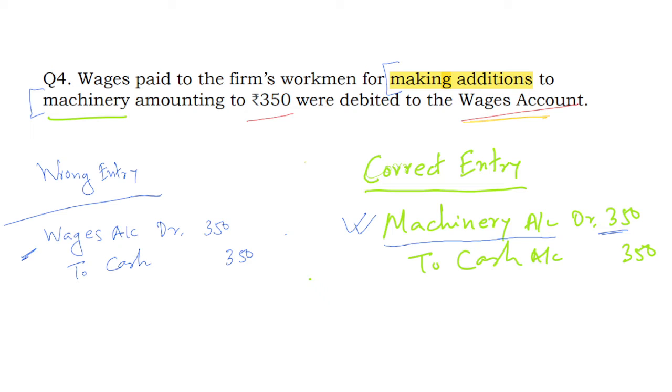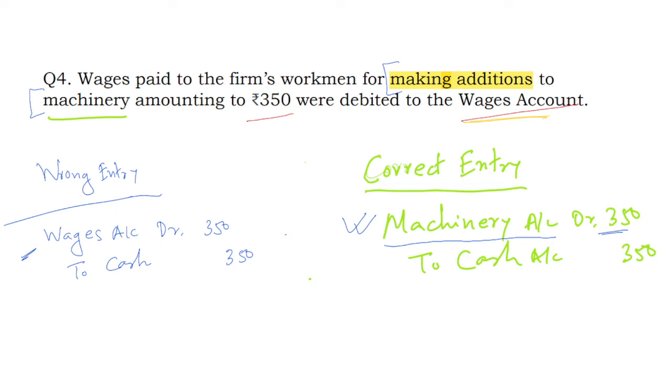So the spirit of this question is that making additions in the machinery account, it is not the wages. Otherwise the entry is correct, wages account debit to cash, we do not need to do anything, because why it was debited to wages account is what is asked. So if you think that it is not for the first time, then this question does not need any rectification entry. This is the thing, if you consider it a secondary repairing or expenses paid, but in this question it is said that making additions to the machinery.